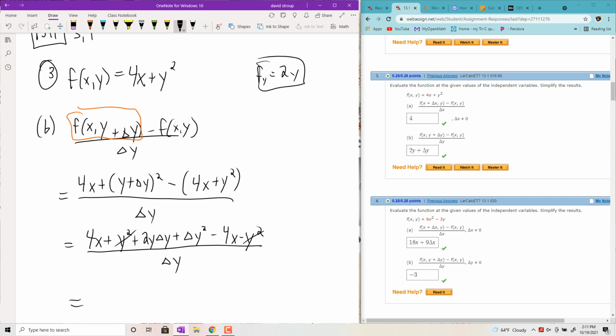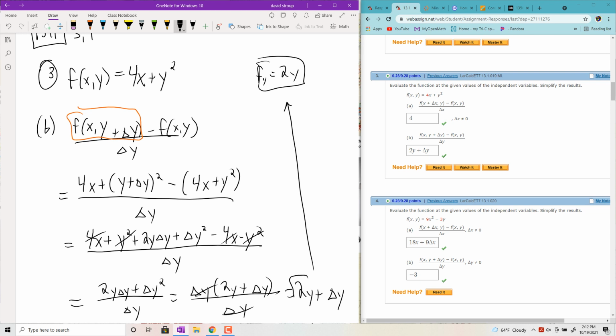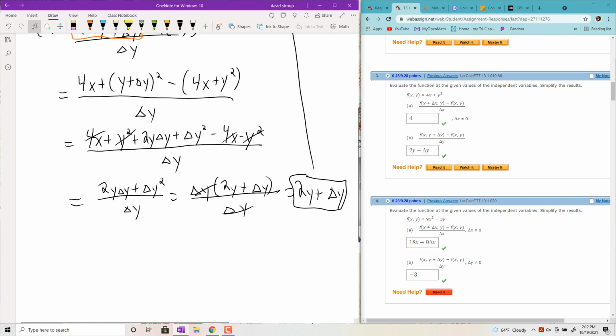The y squares cancel, the 4x's cancel. I'm getting 2y change in y plus change in y squared all over change in y. Factor out the change in y. Get 2y plus change in y all over change in y. And then we could do some canceling with the change in y's, and you get 2y plus change in y. So note, if we took the limit as change in y gets to 0, you just get the partial derivative with respect to y up here. But on the test, this would be the answer that I just put in the box. Okay, so you should be able to handle that for pretty much any function I dream up.